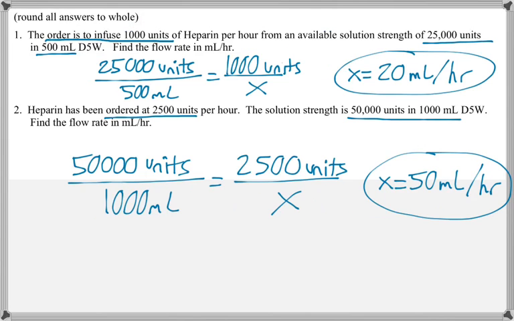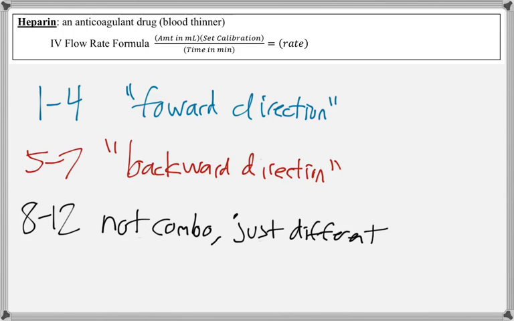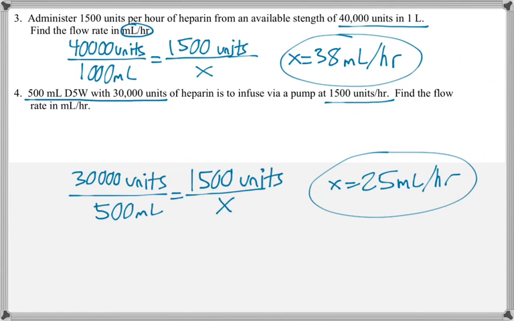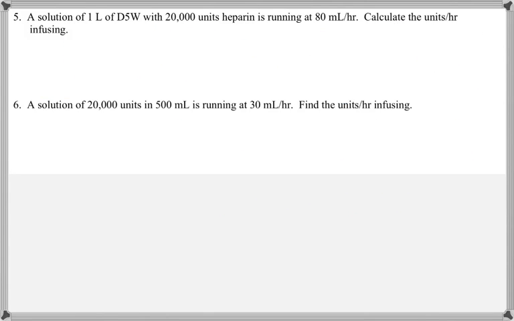So now questions 5 through 7, this is the backward direction, and they're actually going to give us the rate in mLs per hour, and we have to convert it to the rate in units per hour. So mathematically it really is backwards.